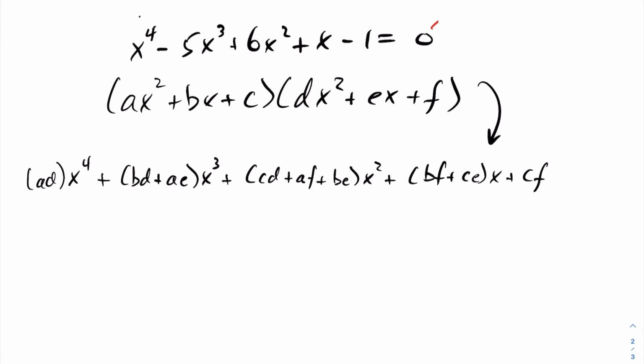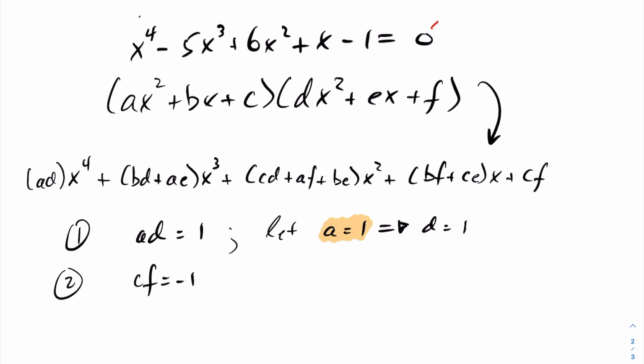The idea here is our first equation is AD equals 1. A is represented by your coefficient here. I'm going to go ahead and let A equal 1, and therefore that implies that D must equal 1, because I'm allowed to introduce a value for one of these variables. So now we have A is 1, and therefore D is 1. And similarly here, I'm going to let C equal 1, and therefore we can conclude that F is going to equal -1.